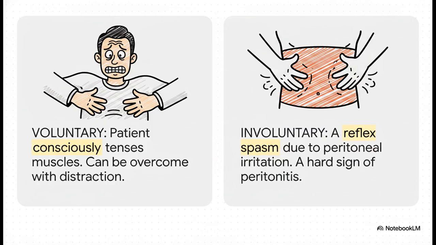Okay, this is a super important one. When you're palpating, you might feel guarding, but you've got to know the difference between voluntary and involuntary. Voluntary is when the patient is just anxious or ticklish, and they tense up. You can usually get them to relax with a bit of distraction. But involuntary guarding, that's a whole different beast. It's a real reflex muscle spasm. The abdomen feels rock hard, like a board. That is a hard sign of peritonitis, a true emergency.